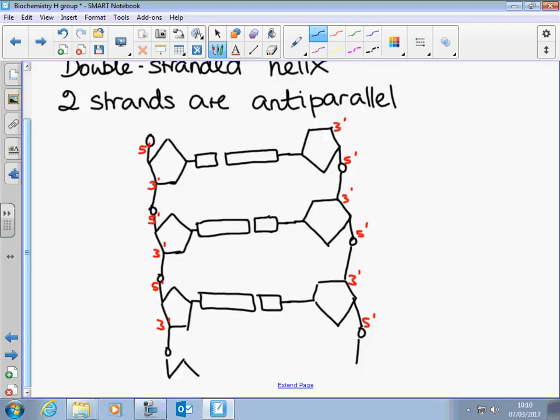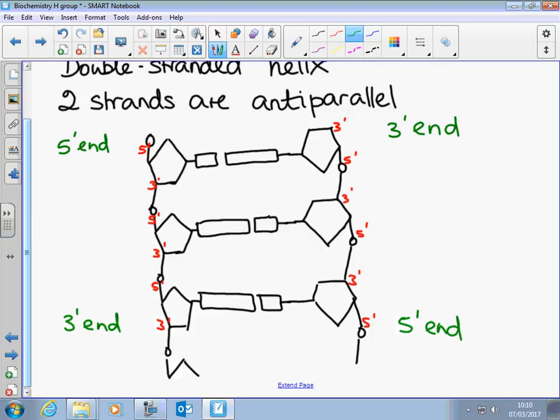So when we talk about this, we can talk about the 5' end and the 3' end. For the left-hand strand here, this would be our 3' end, whereas up here we've got our 5' end. For the other strand, the right-hand strand, of course, we've got the 3' end up here and the 5' end down here. And all that is saying is that the sugars are the other way up. Well, the whole nucleotide, of course, is the other way up.